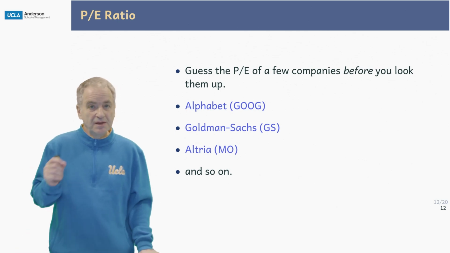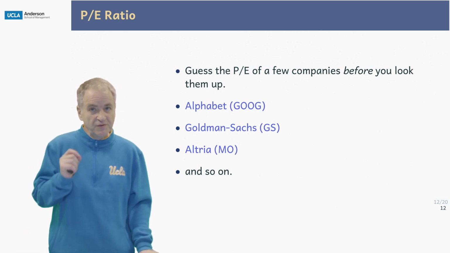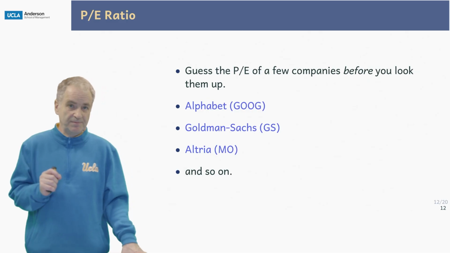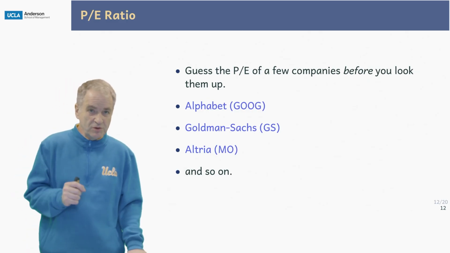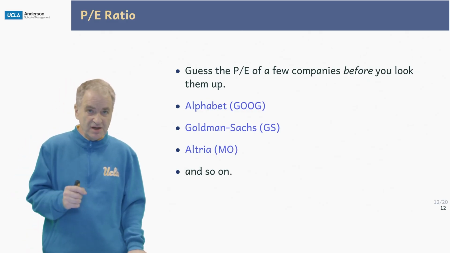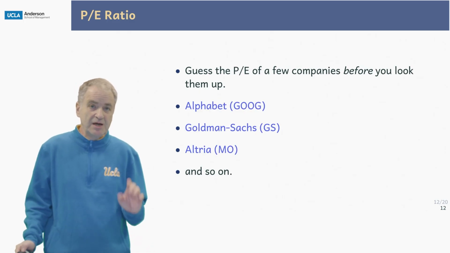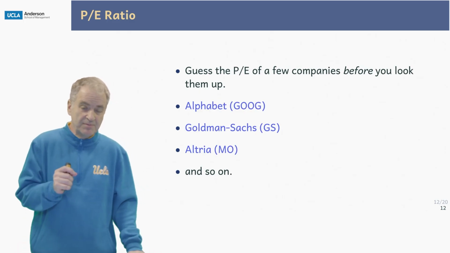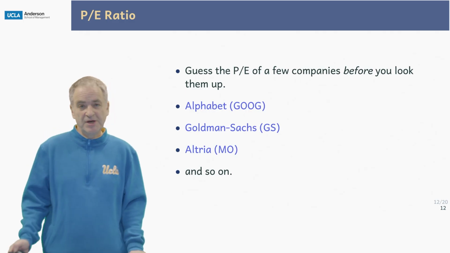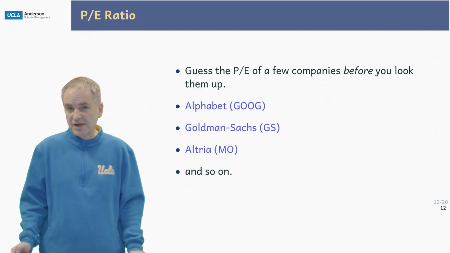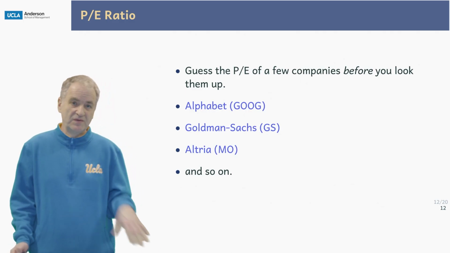Now, guess the price earnings ratio of a few companies before you look them up. Alphabet, Goldman Sachs, Altria, which is Philip Morris, a cigarette manufacturer, and maybe a few more. Just guess them before you look them up, and then tell me whether your guess was sort of intuitively right.